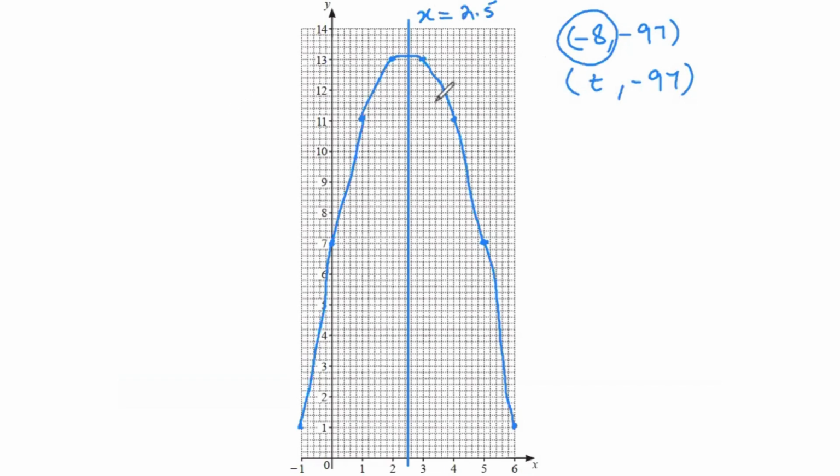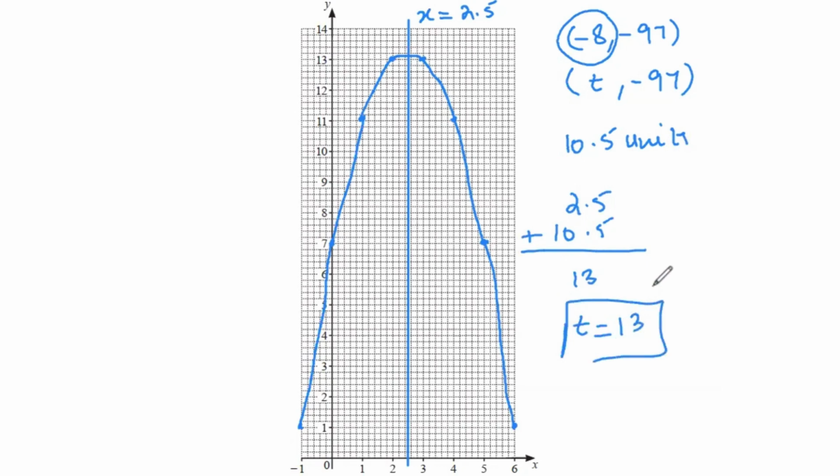So if it's at -8, that means our distance between -8 and 2.5 is going to be 8 units and then 2.5 units, so 10.5 units. That is the distance between -8 and the line of symmetry. So the other point, which is going to be on the opposite side of 2.5, on the right side, we're going to walk 10.5 units away. So from 2.5, that is going to be 2.5 plus 10.5, and that is 13. So t is going to be 13.